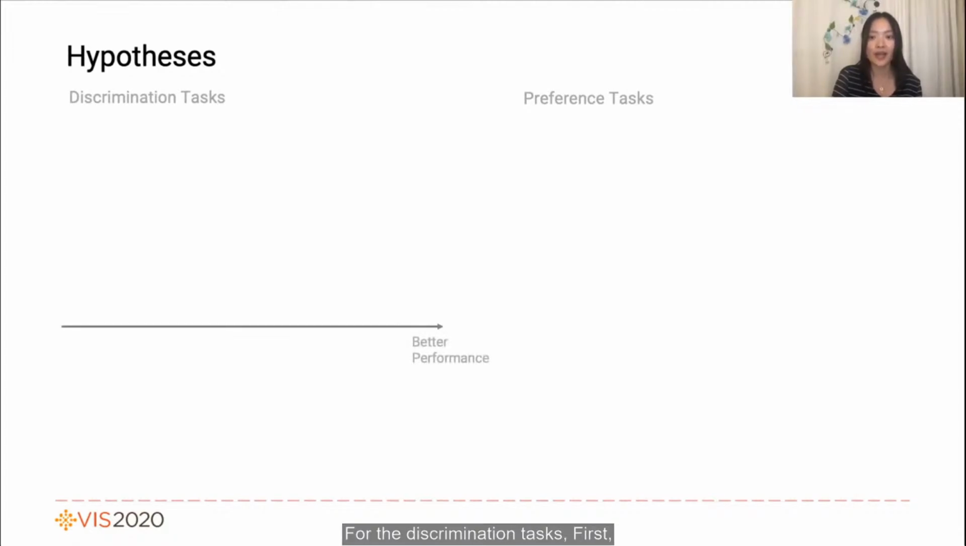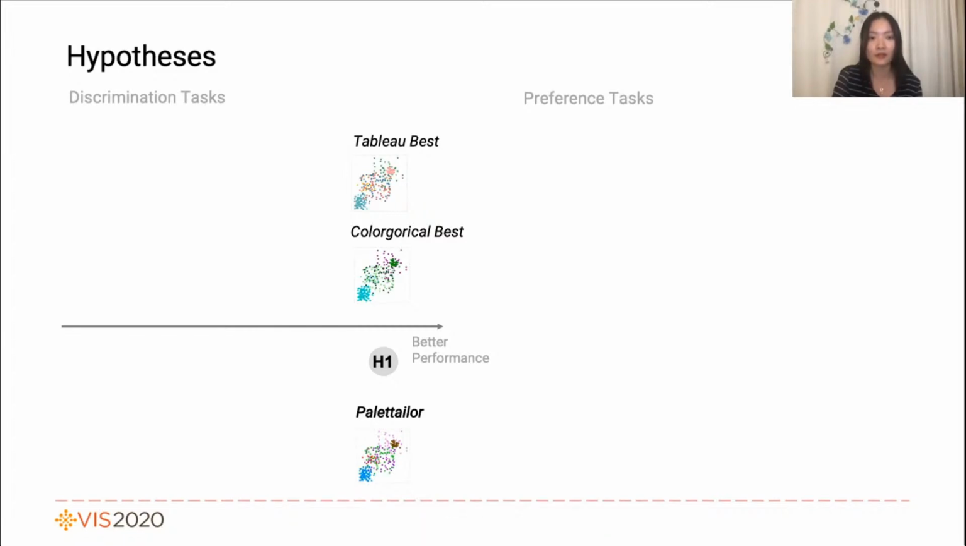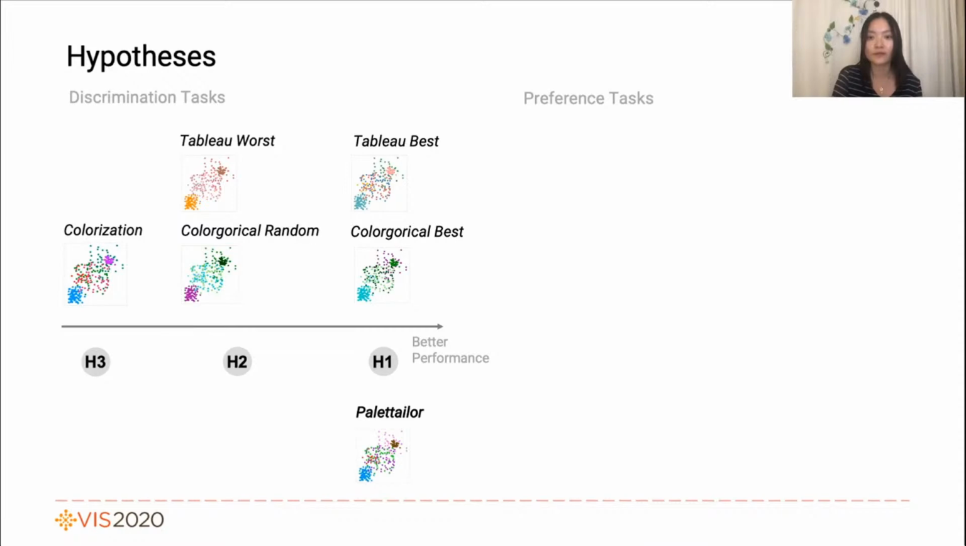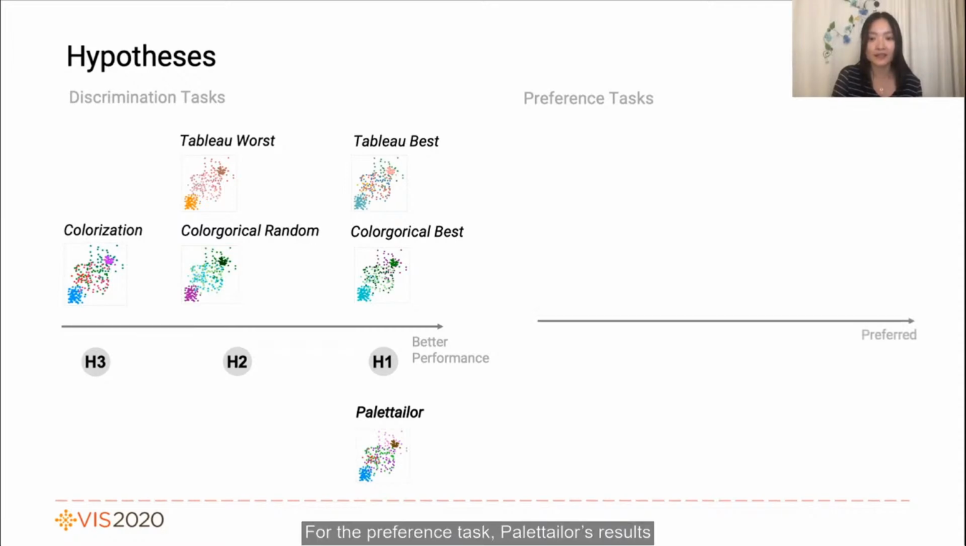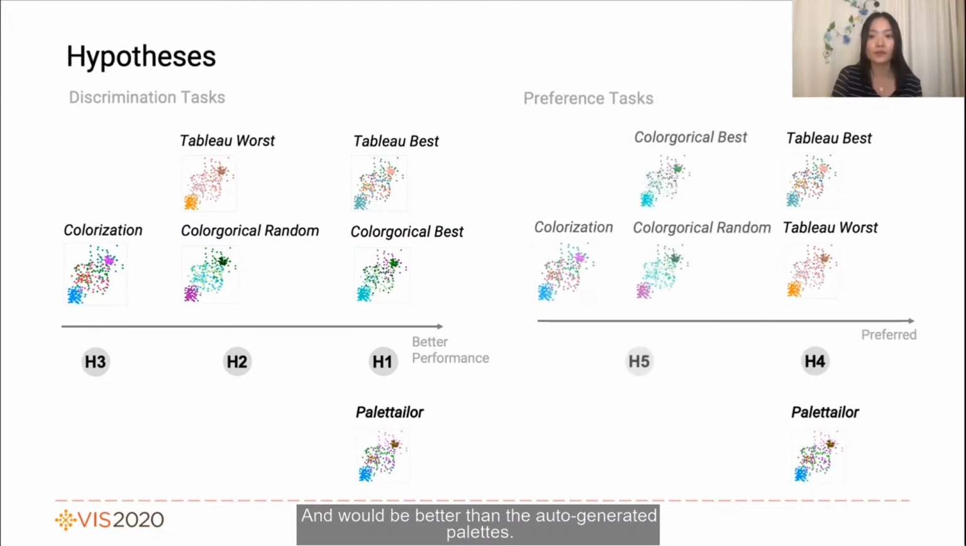For the discrimination tasks, first, Palettailor's results would not be worse than the best case conditions resulting from the simulated manual process, and would be better than random case conditions as well as the fully automated condition. And for the preference task, Palettailor's results would not be worse than the designer-crafted palettes, and would be better than auto-generated palettes.